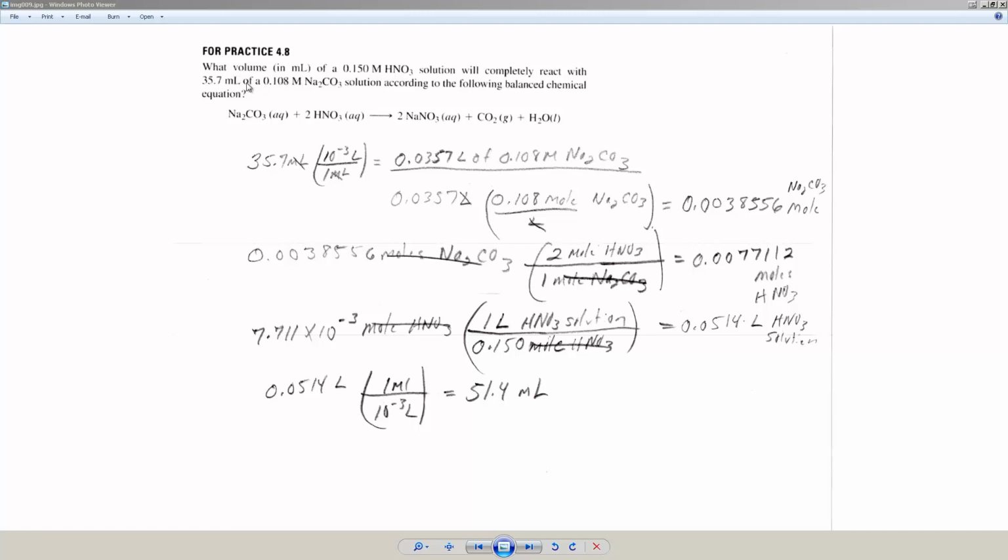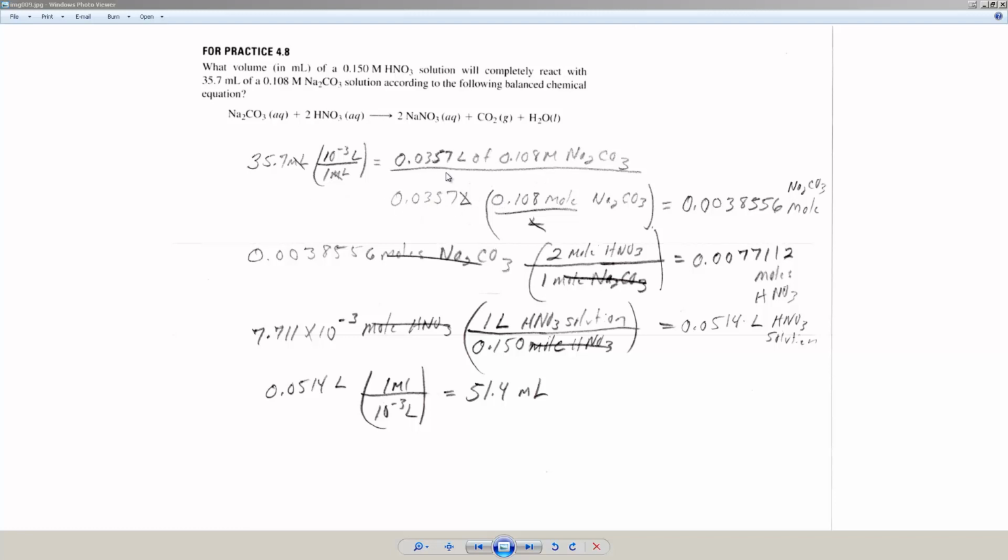But first, let's get the volume into liters. So 35.7 milliliters, using this conversion factor, gives us 0.0357 liters. And I mentioned in class, instead of going from grams of A to moles of A, we're taking a volume of A. So this is a whole new line.